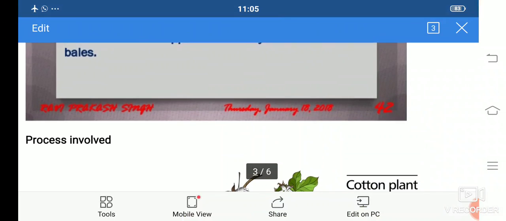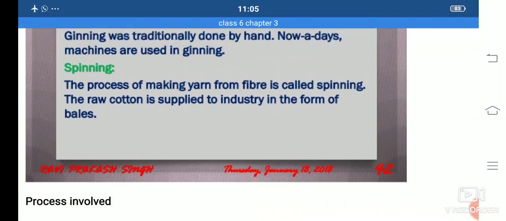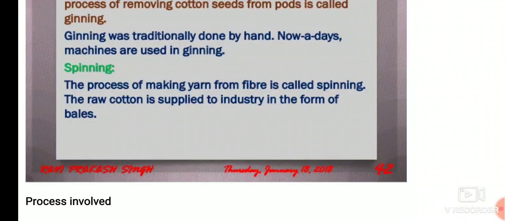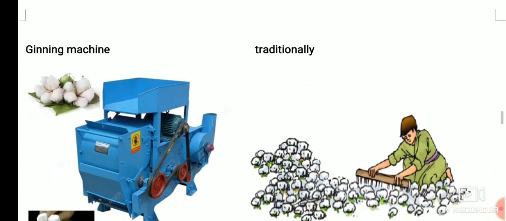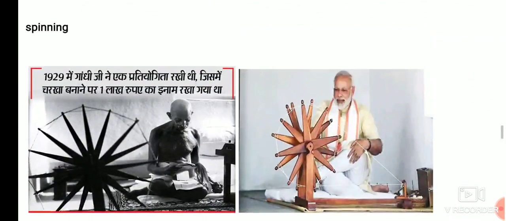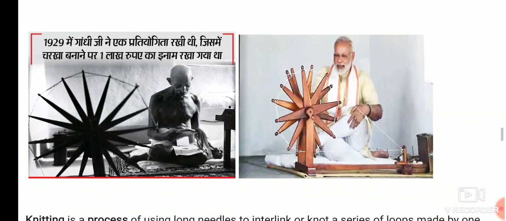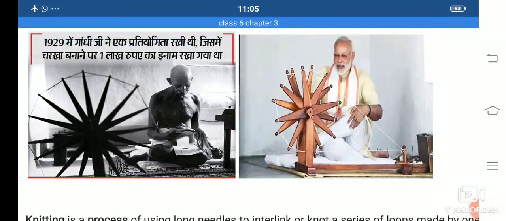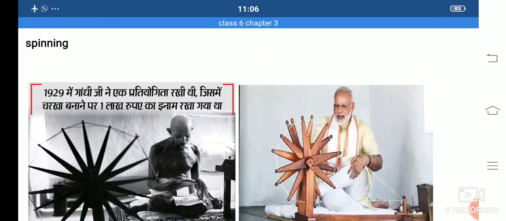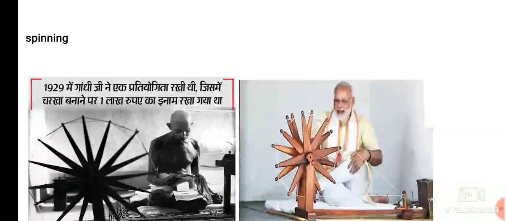One by one we will go ahead. Now the next process here you can see is spinning. Spinning is the process of making yarn from fiber, right? Raw cotton is supplied to industry in the form of bales. Now here you can see, who is that man? You know, he is the father of our nation, Mahatma Gandhi, with the charkha. Charkha is used for the spinning purpose. Spinning is making yarn from fiber.